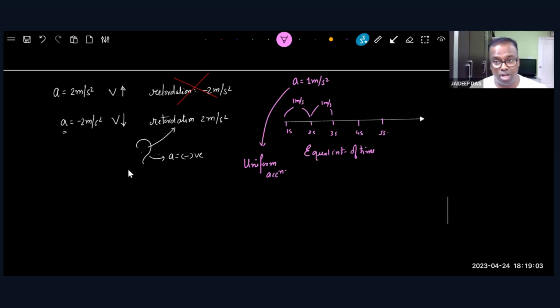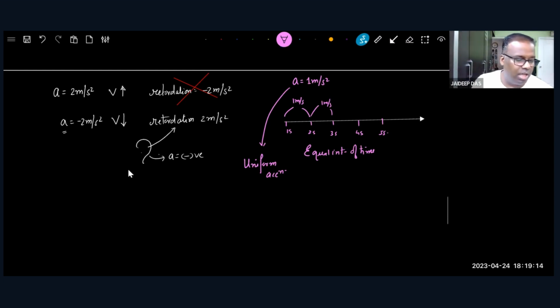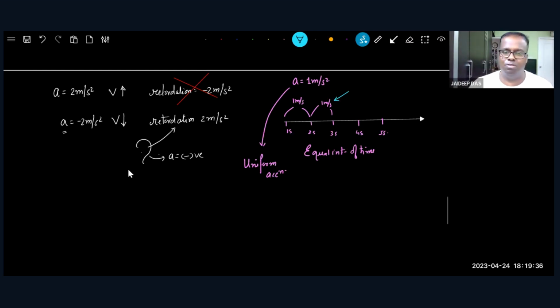A body is, now write down, uniform acceleration. A body is said to be in uniform acceleration if it travels in a straight line. Everything will first start with that word, straight line. If it travels in a straight line and its velocity increases by equal amounts, or you can write if its velocity changes by equal amounts in equal intervals of time, no matter how small the time intervals are.